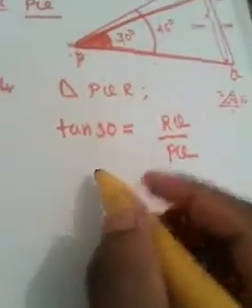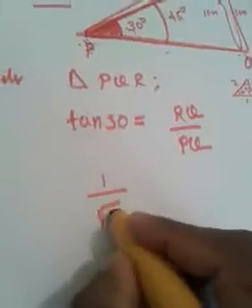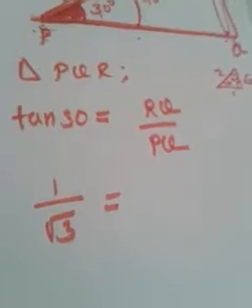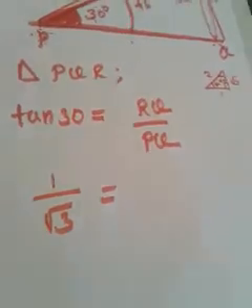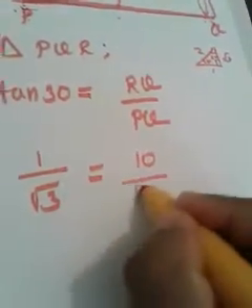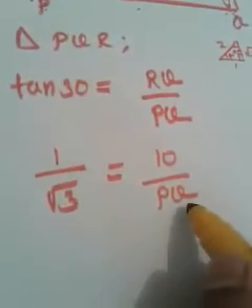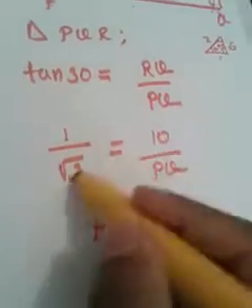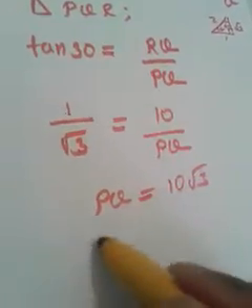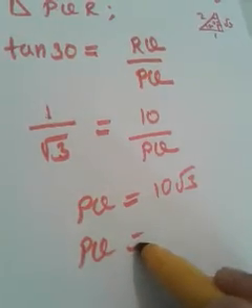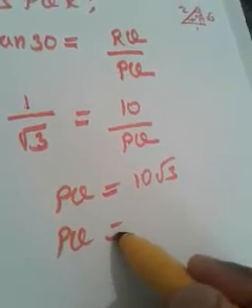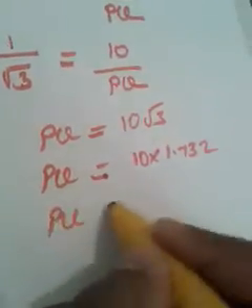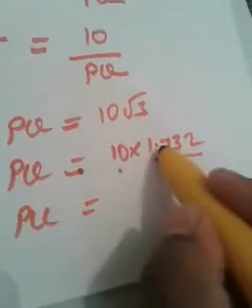So tan 30 is nothing but 1 by root 3. Substitute that 1 by root 3 here, and the right side is RQ by PQ. What is the value of RQ from the figure? It is very clear that RQ is the height of the building, given as 10. PQ we don't know, but only one unknown is there. We can easily calculate by cross multiplying. 1 into PQ is equal to PQ, and 10 into root 3 is 10 root 3. So PQ is equal to 10 root 3, and the value of root 3 is 1.732. We are supposed to substitute that, so 10 into 1.732. How can you multiply a decimal number with 10?